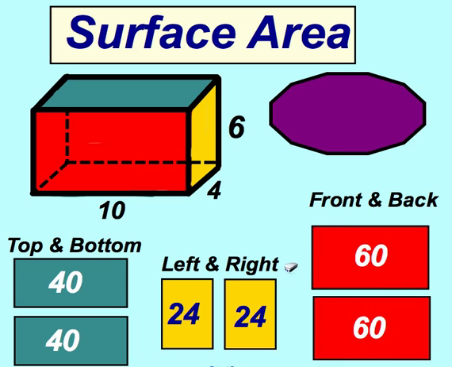And then my surface area is just the area of all these combined regions. So I take 40 and 40, add that to 24 and 24, and last but not least, 60 and 60, to get a grand total, which comes out to be 248 units squared for my surface area of this rectangular prism.